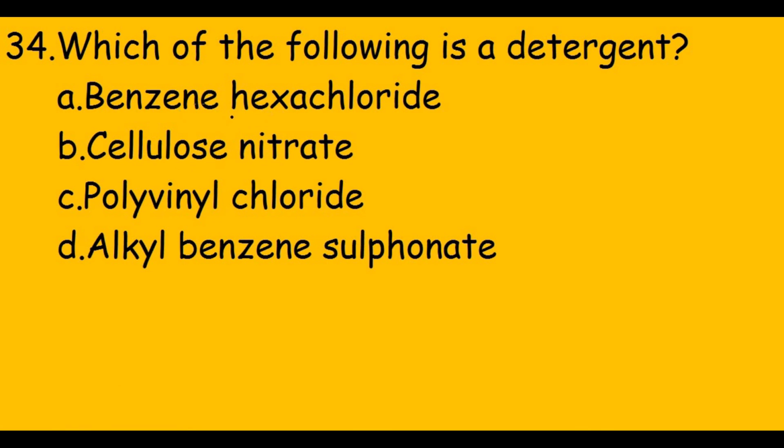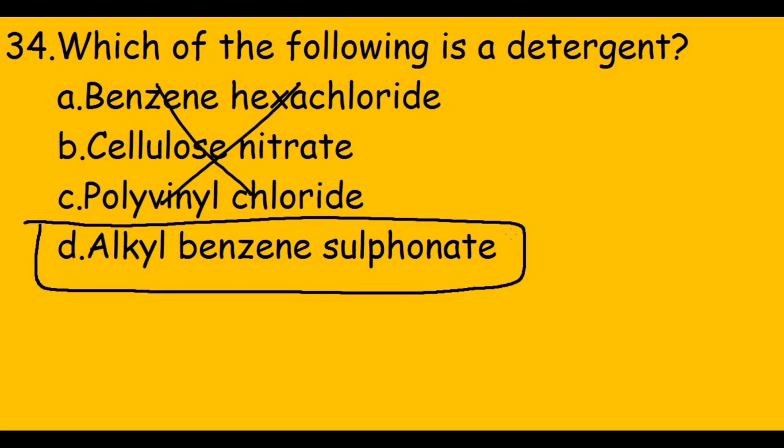So this next question asks, which of the following is a detergent? The options given are benzene hexachloride, cellulose nitrate, polyvinyl chloride and alkyl benzene sulfonate. So all these are wrong. The correct option is alkyl benzene sulfonate. This is also known as ABS. ABS detergent.